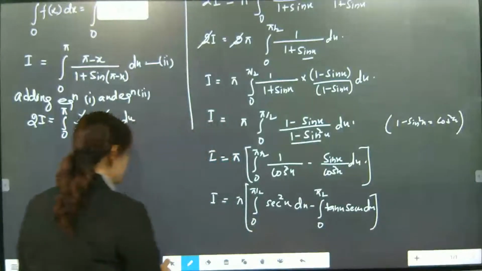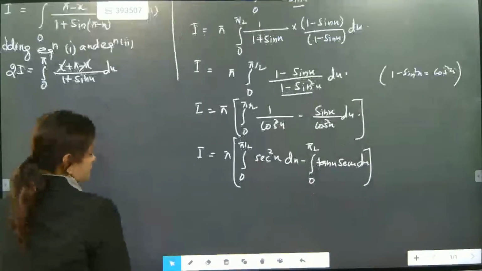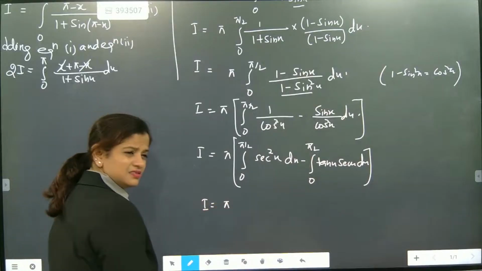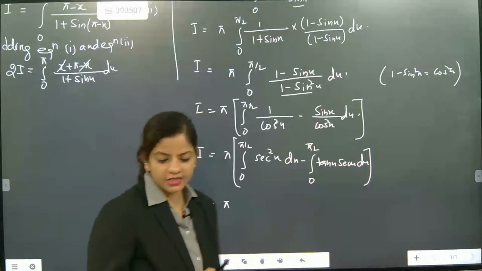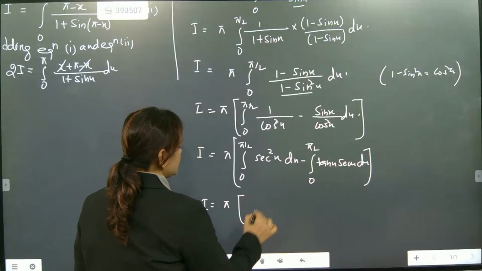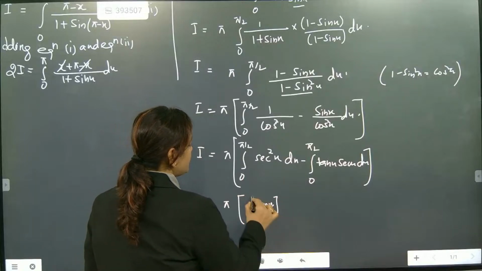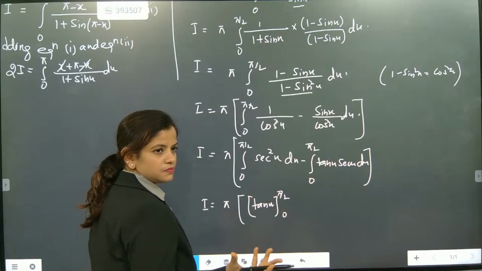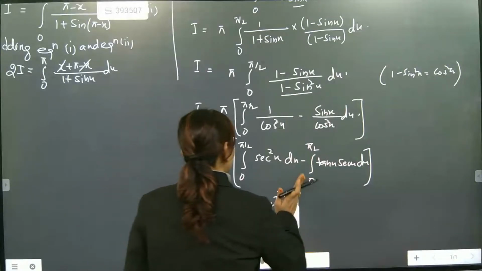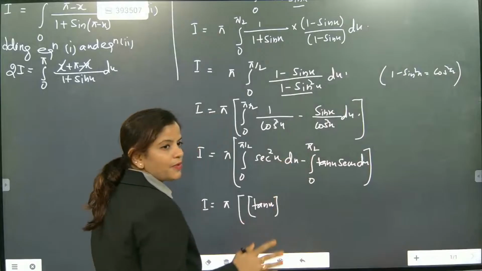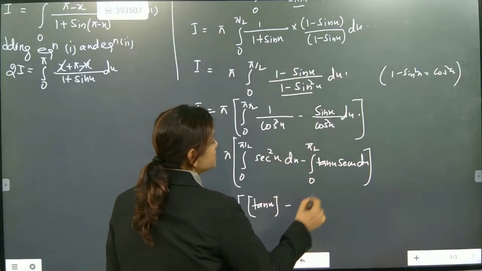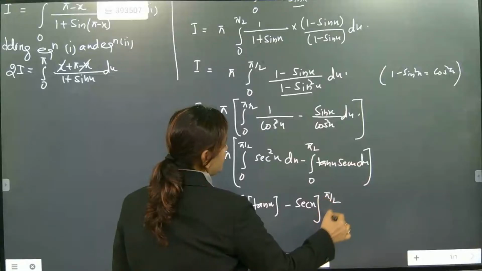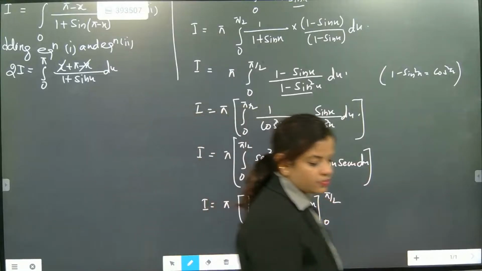Come on. Now say what we can do. Till here everything is looking okay, no trouble. The integral of secant square x is tan x, and it is coming as pi by 2 to 0. So we will do one thing. Tan x is coming as pi by 2 to 0. Minus tan x secant x, which will become secant x, upper limit is pi by 2, lower limit is 0.